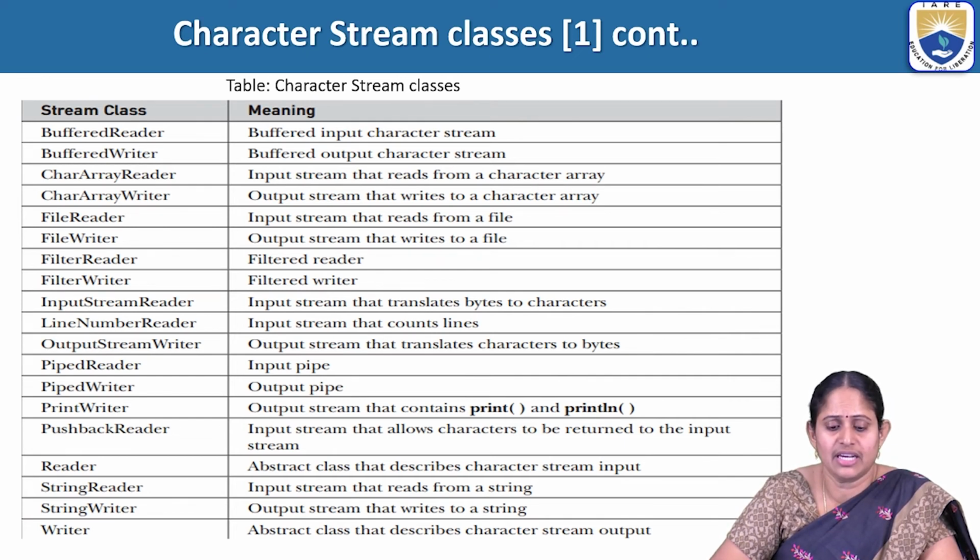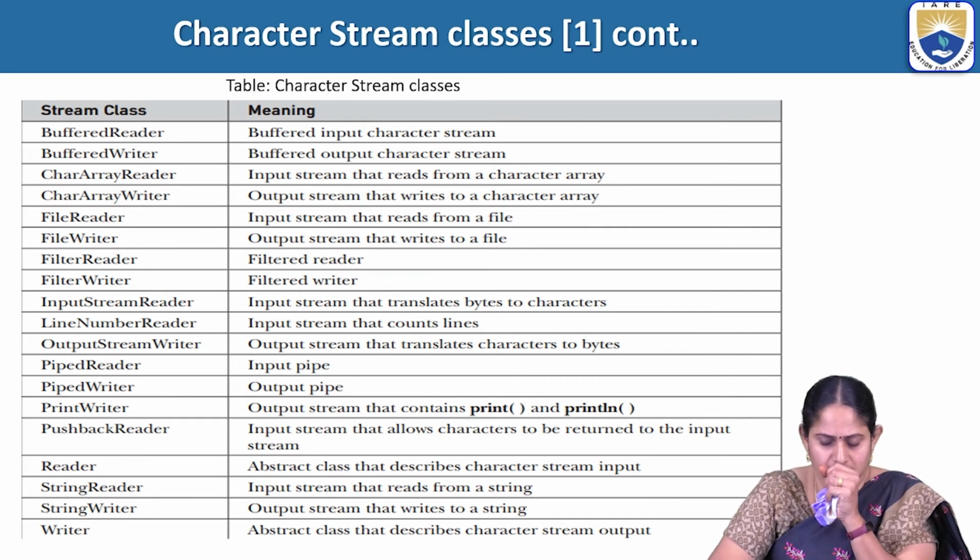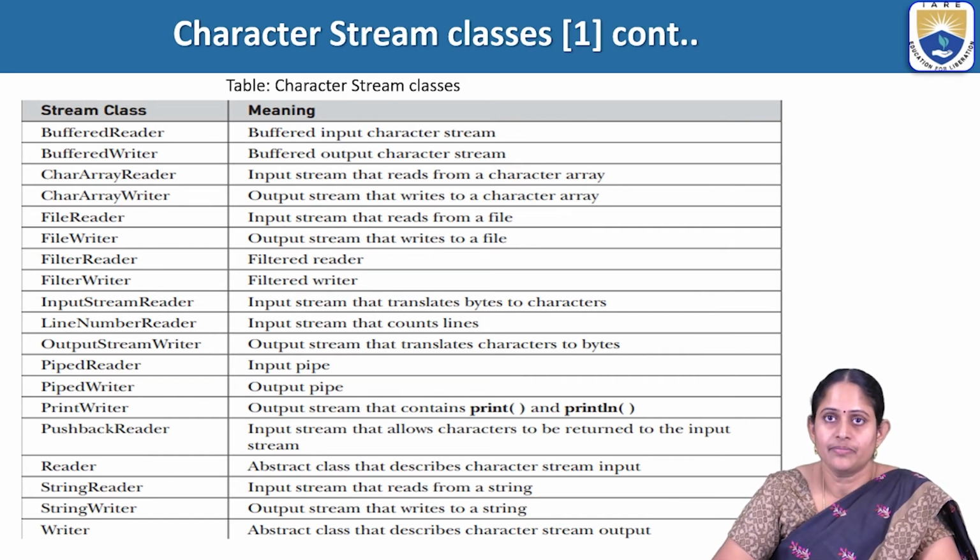The FilterReader and FilterWriter are applicable for filtered input and filtered output. The InputStreamReader is the input stream that translates bytes to characters, and LineNumberReader is the input stream that counts lines. OutputStreamWriter is the output stream that translates characters to bytes. The PipedReader and the PipedWriter work with the connect method, which makes them work together.